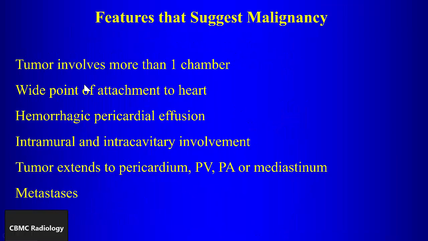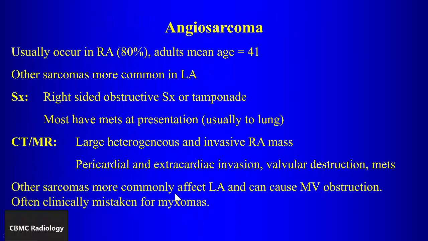Tumor involving more than one chamber, wide port of attachment, hemorrhagic pericardial effusion, intracavitary involvement, if it extends to the pericardium, pulmonary veins, pulmonary artery, or mediastinum, and of course if there's metastases. So kind of obvious from looking at the lesion that it looks like a malignant tumor. So these angiosarcomas, most commonly right-sided. Other sarcomas are more commonly left-sided. The angiosarcomas have a striking right-sided predominance. Most have mets at presentation. And as we've said, the other sarcomas tend to affect the left-sided chambers.